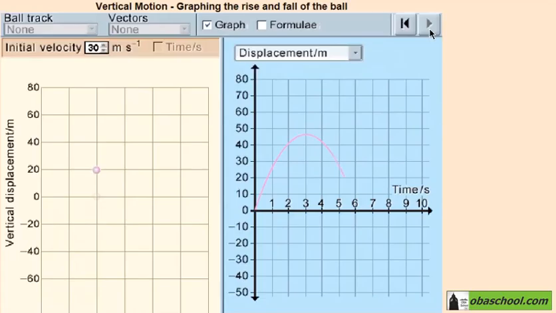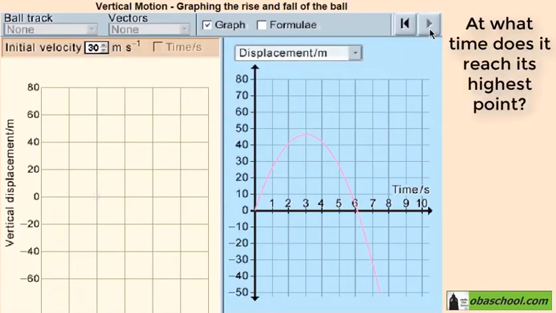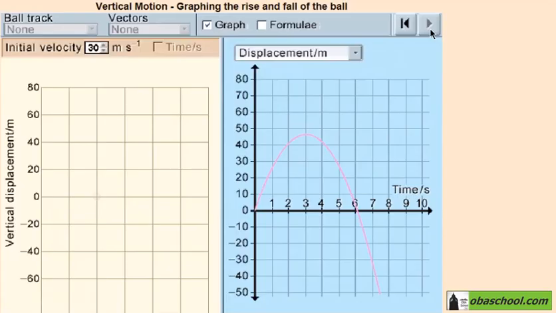Look at the displacement time graph. At what time does it reach its highest point? Yes, at 3 seconds. Let's select velocity from the graph menu.